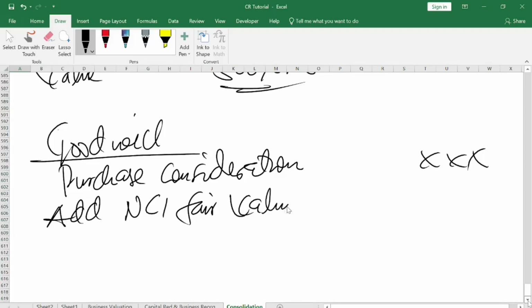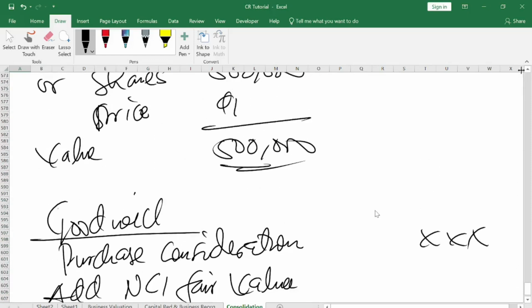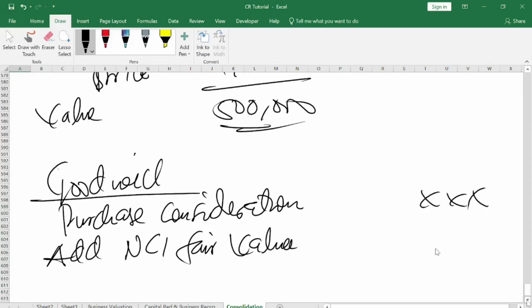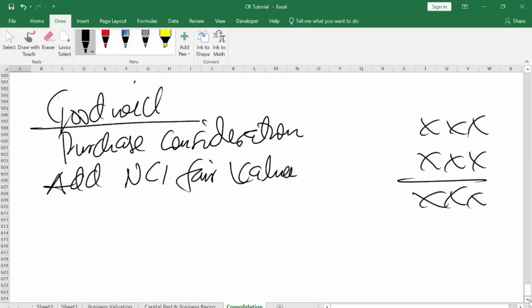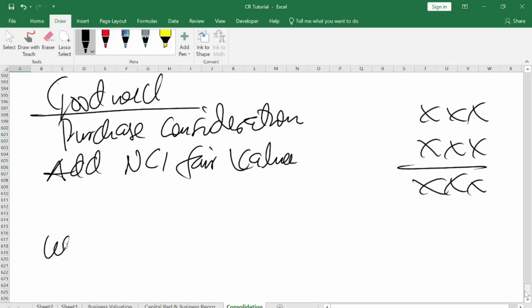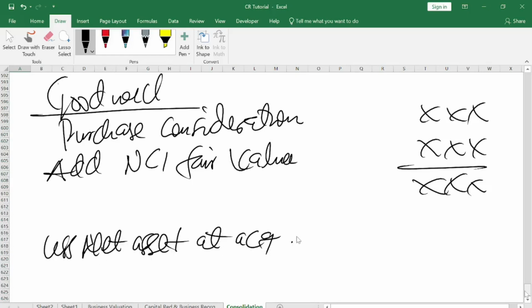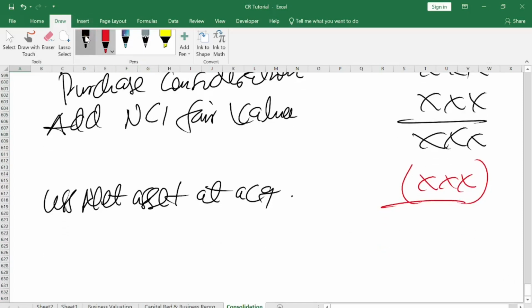So what I just showed you here, for example, if it is this amount that we are talking about, then you just bring it here. You add it to the purchase consideration. So whatever you get, then you say less net asset at acquisition. Then you go and pick the one in red, the first one in the net asset of the company. Whatever you get is your goodwill here.